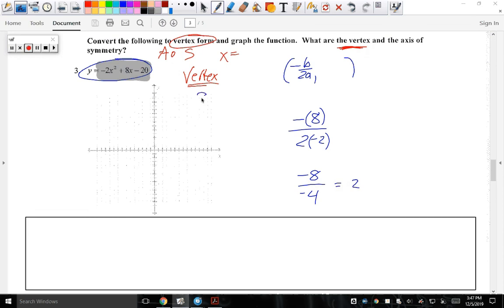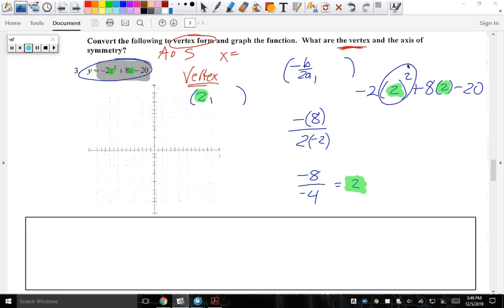So my vertex is going to be 2, something. So I'm going to plug in the x value that I just found into the x so I can find out what my y value is. This is non-calculator, remember, so we'll have negative 2 parentheses, the 2 that we found, and then the 2 is going to be plugged in. Remember, this 2 that we found is what we're plugging into our equation, where the x goes. Okay? So here we go.